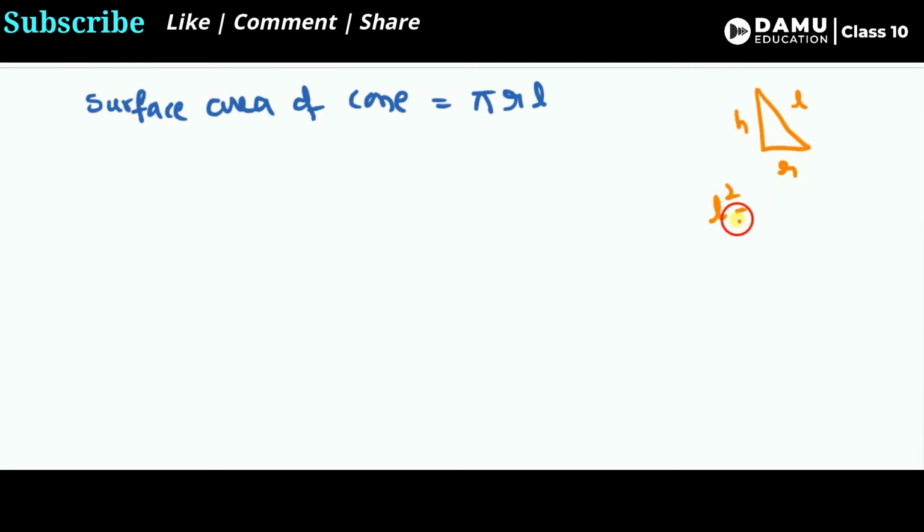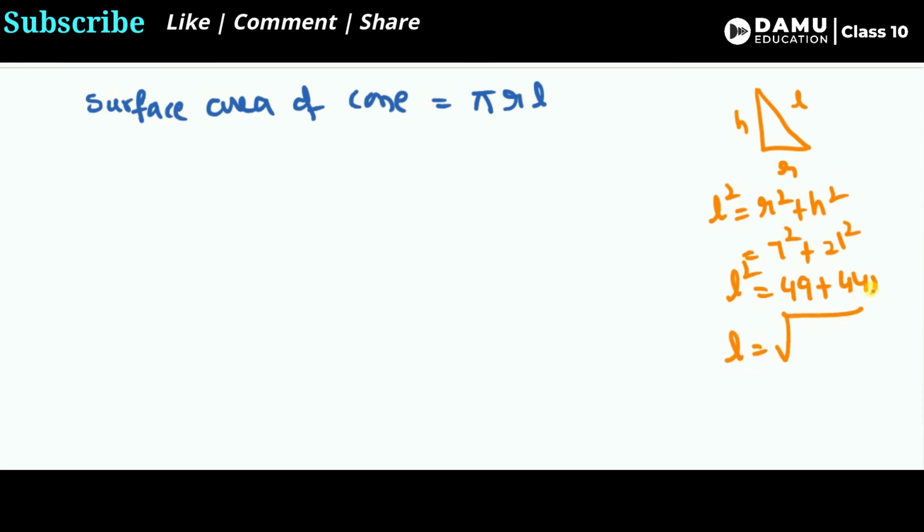So L square will be equal to R square plus H square, where R is 7 and H is 21. 7 square is 49, and 21 square is nothing but 441. So 441 is L square. Then L will be equal to the square root of 441 plus 49, which is 490. The square root of 490 is about 22.13.